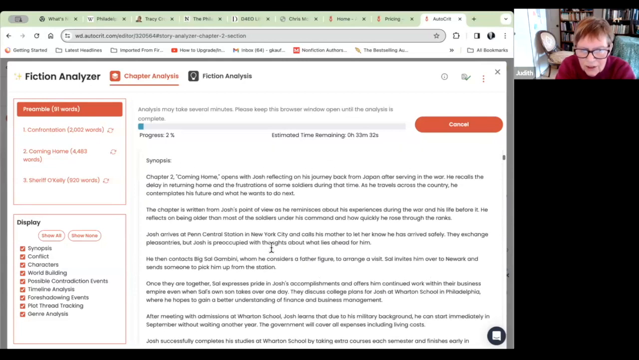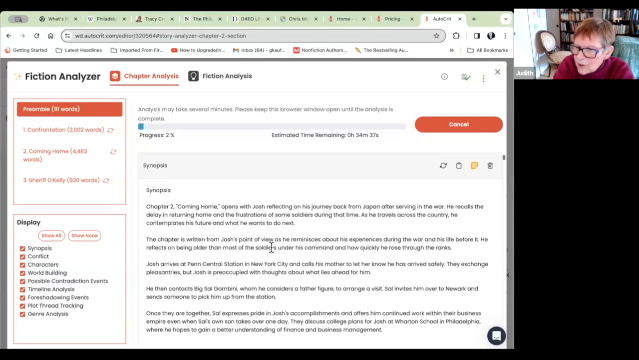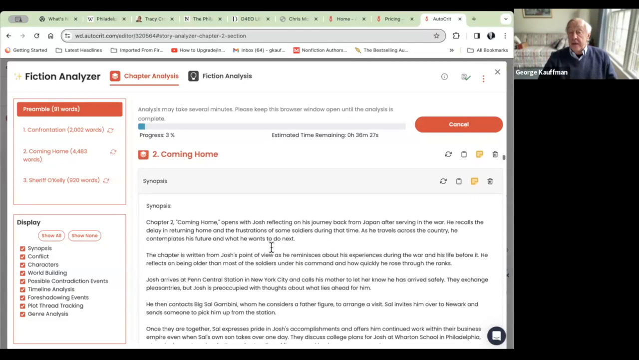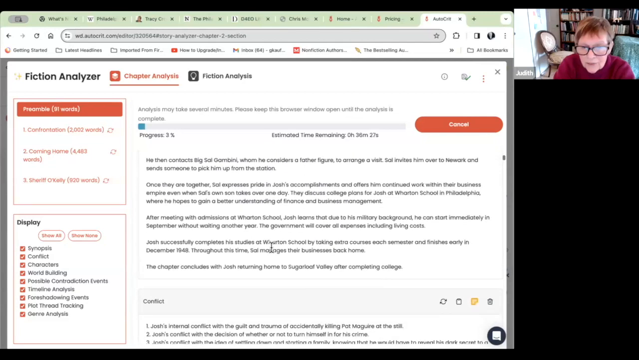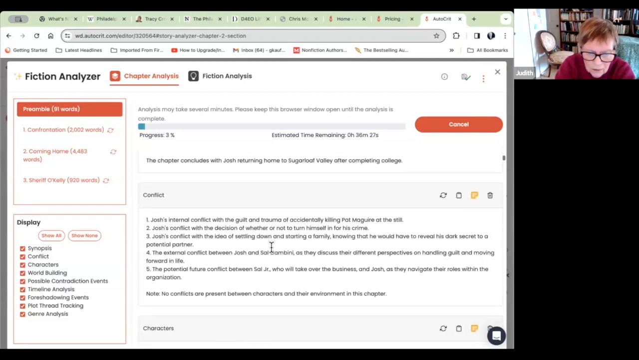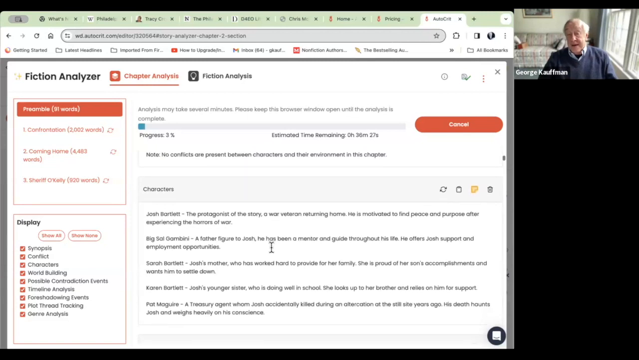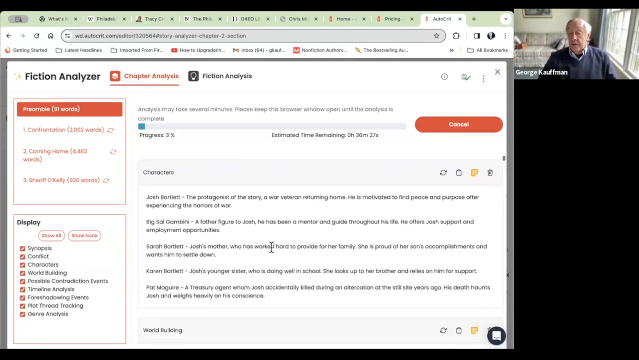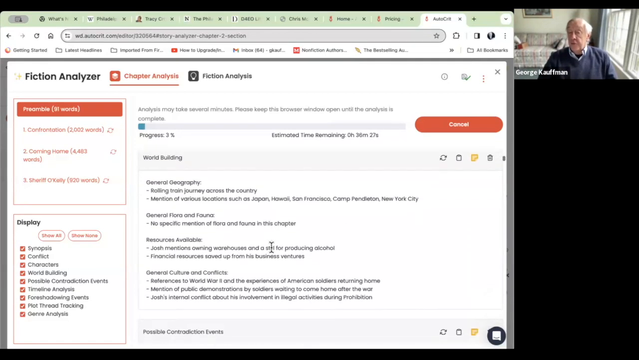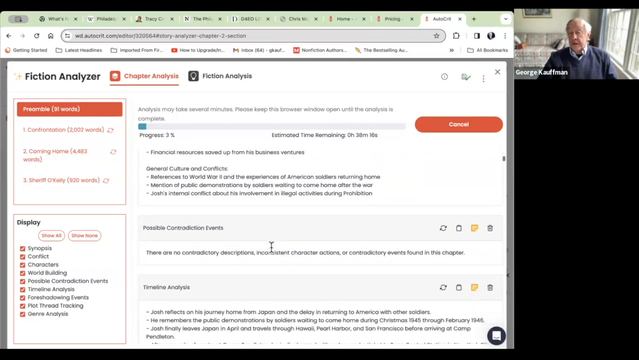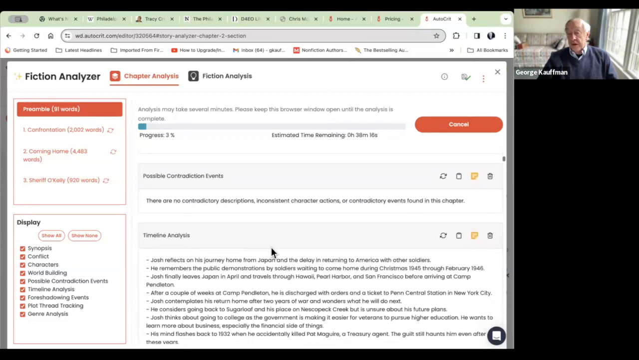But this says it's a synopsis. Okay, no. Well, so this is looking at chapter 2. It gives a synopsis. It gives conflict. Oh, wow. It gives the characters, character by character, tells you who they are. It just basically gives the world that you built in the chapter. So it tells you things that are going on. The culture, conflicts, possible contradictions, or were none.